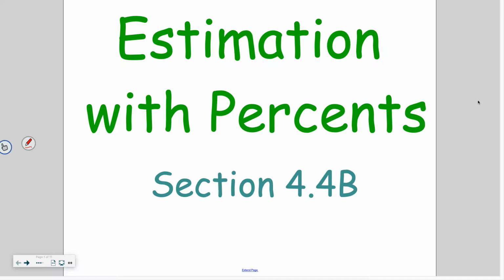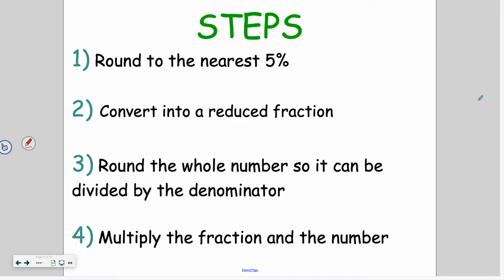Today's lesson is going to be about estimation of percents, and this is section 4.4b. There are four steps that you might need to take in order to solve these problems. First, if the percent is not rounded to a 5 or a 10, you are going to need to round to the nearest 5. Then you are going to take whatever percent you have and convert that into a reduced fraction.